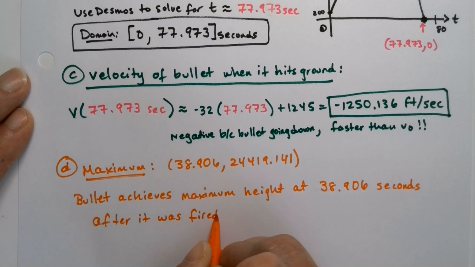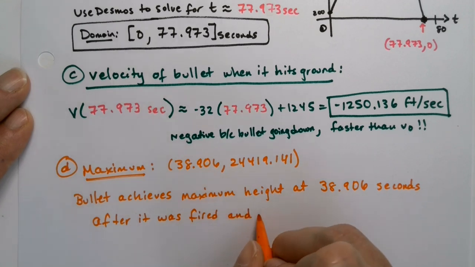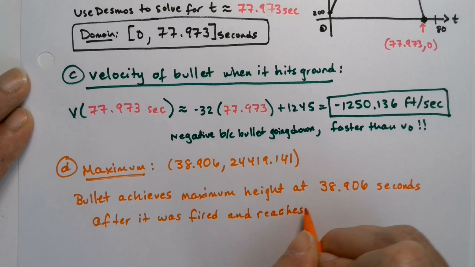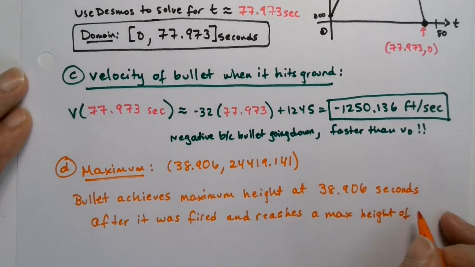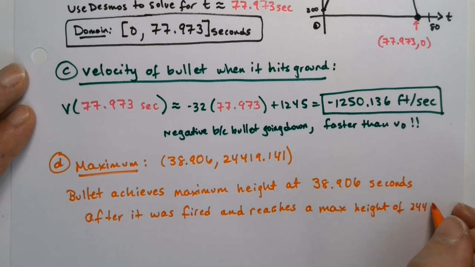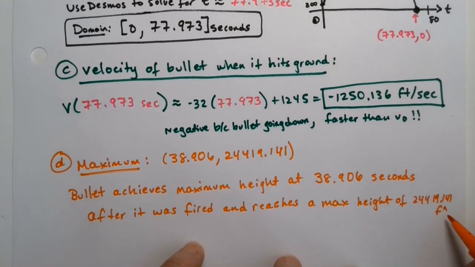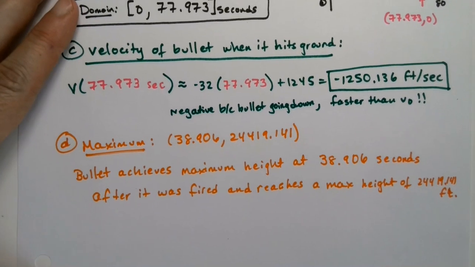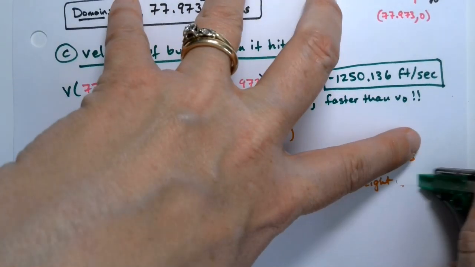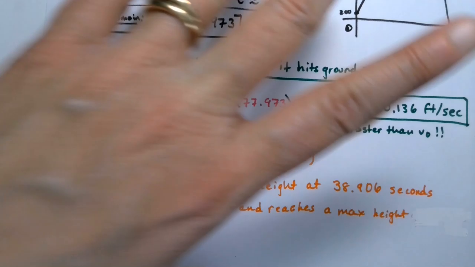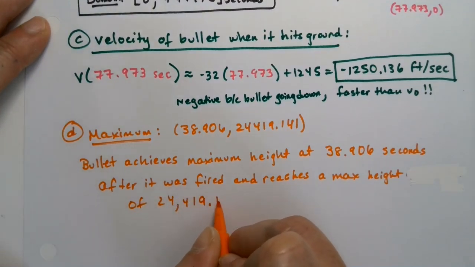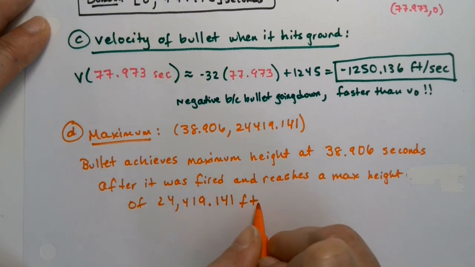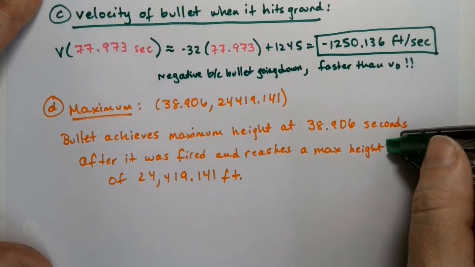And reaches a max height of 24,419.141 feet. Now, there's no way that's realistic. Sorry, I don't like how smushed over that is. I'm just going to put it here underneath. That's completely unrealistic. No bullet's ever going to reach that high. That's almost the height of commercial jetliners. So maybe in some kind of weird superhero movie that would happen, but in real life that's not going to happen. And the reason is part E.